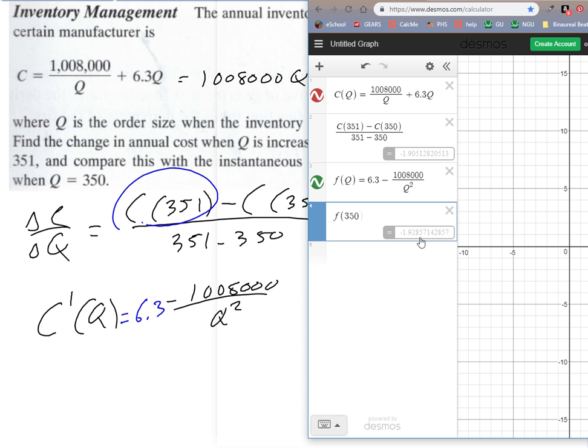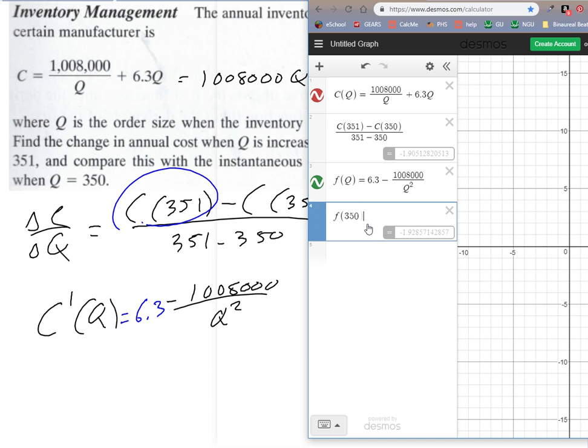Okay, so make a prediction for me. I want you just to use reasoning here. If the value of the derivative at 350 is negative 1.928, blah, blah, blah, a little bit less than the average rate of change, what do you predict is going to happen if I evaluate the derivative at 351? It'd probably be a little bit greater, right? Because the average is likely to be somewhere in between, unless the function's just zipping all around and doing weird things. But it's probably not, on that small a scale.